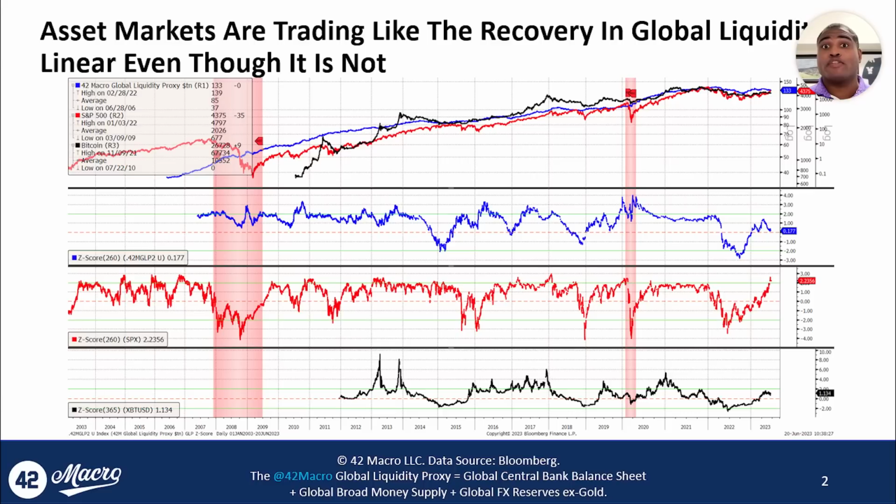And what you see is that if you look at a 1 year Z-score of our global liquidity proxy, it's only at about a 0.2 sigma relative to its trailing 1 year mean. Whereas the S&P 500 is a plus 2.2 sigma, and Bitcoin's a plus 1.1 sigma. So we're seeing a bigger recovery on a normalized basis in asset markets relative to the recovery we've seen in global liquidity, which again is now moving in the wrong direction.